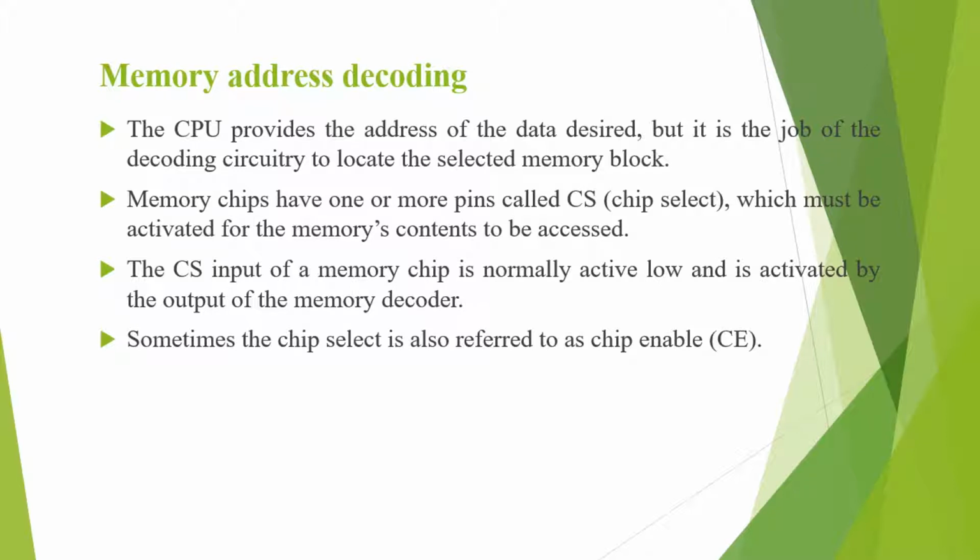of the decoding circuit to locate the memory block selected. The memory chips have one or more pins called chip select, which must be activated for the memory content to be accessed. Sometimes the chip select pin is also referred to as chip enable. The chip select pin of the memory chip is normally active low and would be activated by the output of the memory decoder.